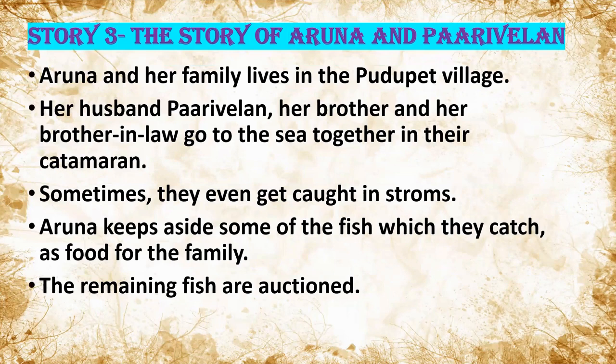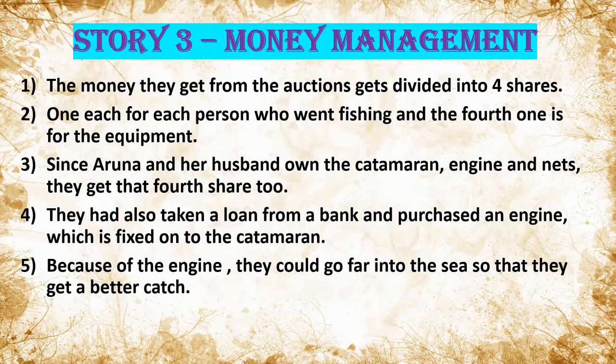The third story is of Aruna and Parivelin. Aruna and her family lived in Pudupet. Aruna's husband is Parivelin. Aruna's husband, her brother and her brother-in-law all go together to the sea in their catamaran, and Aruna keeps some fish aside as food for the family. And the remaining fish are sold in the market to the person who gives more money. Now, with this, we understood the work of Aruna and Parivelin.